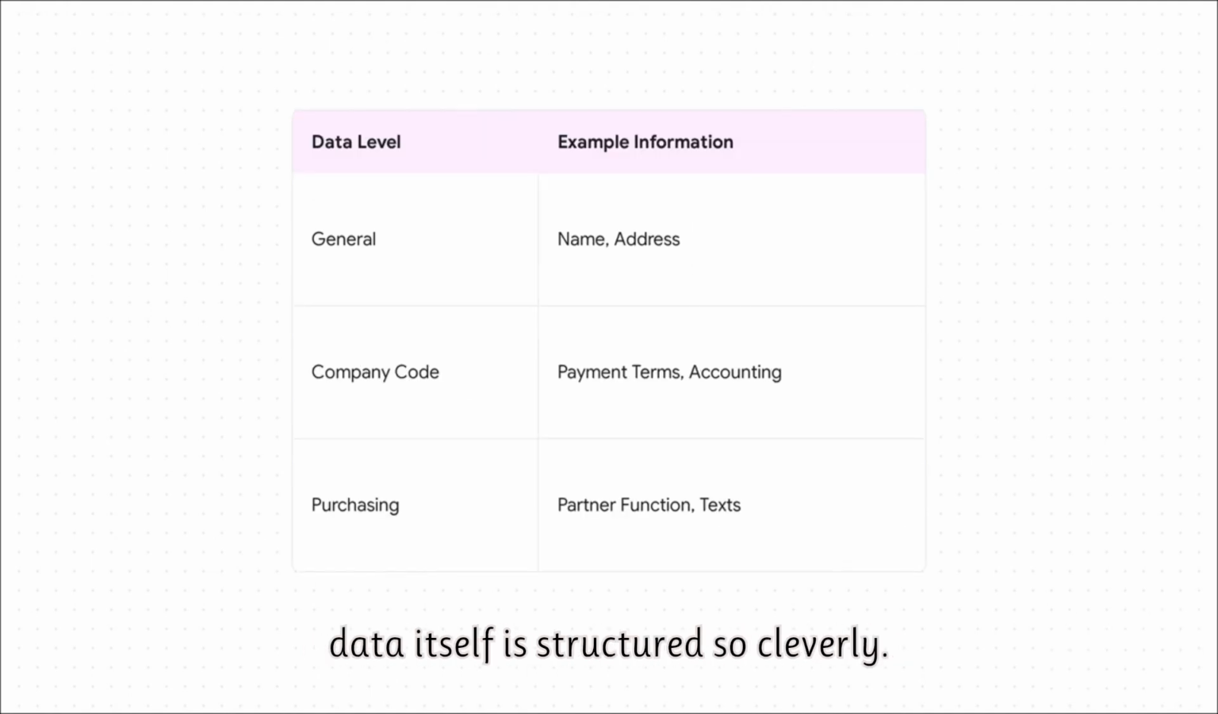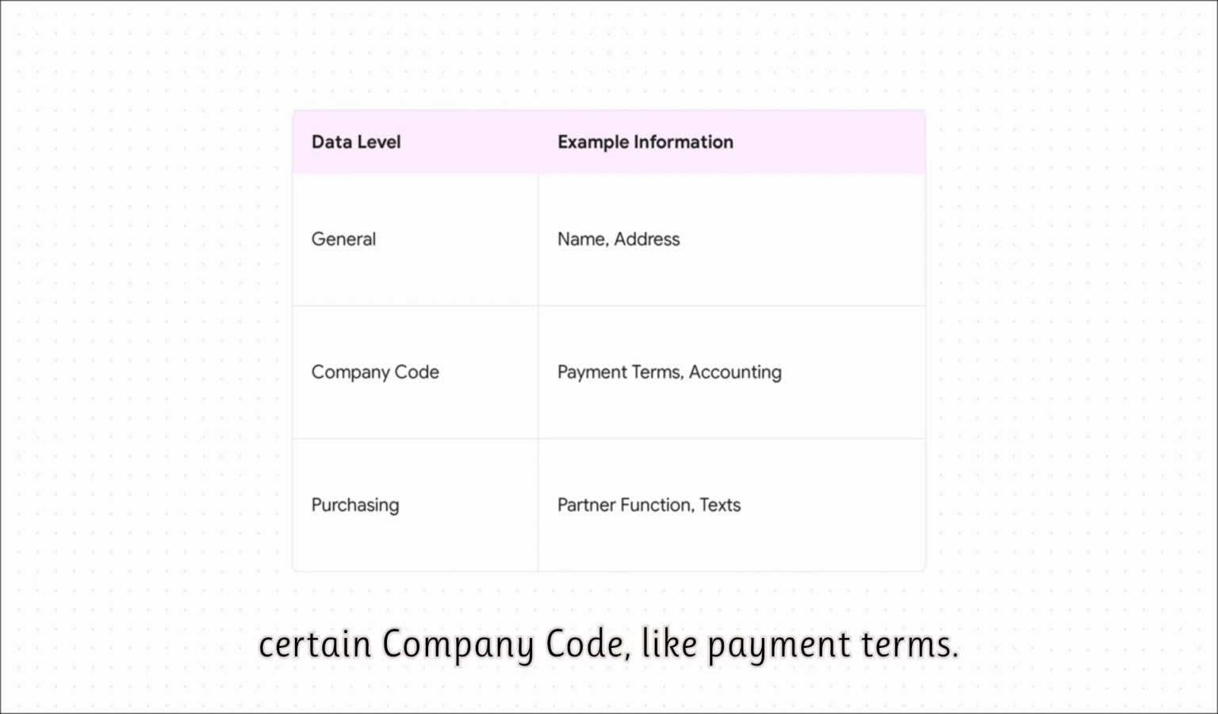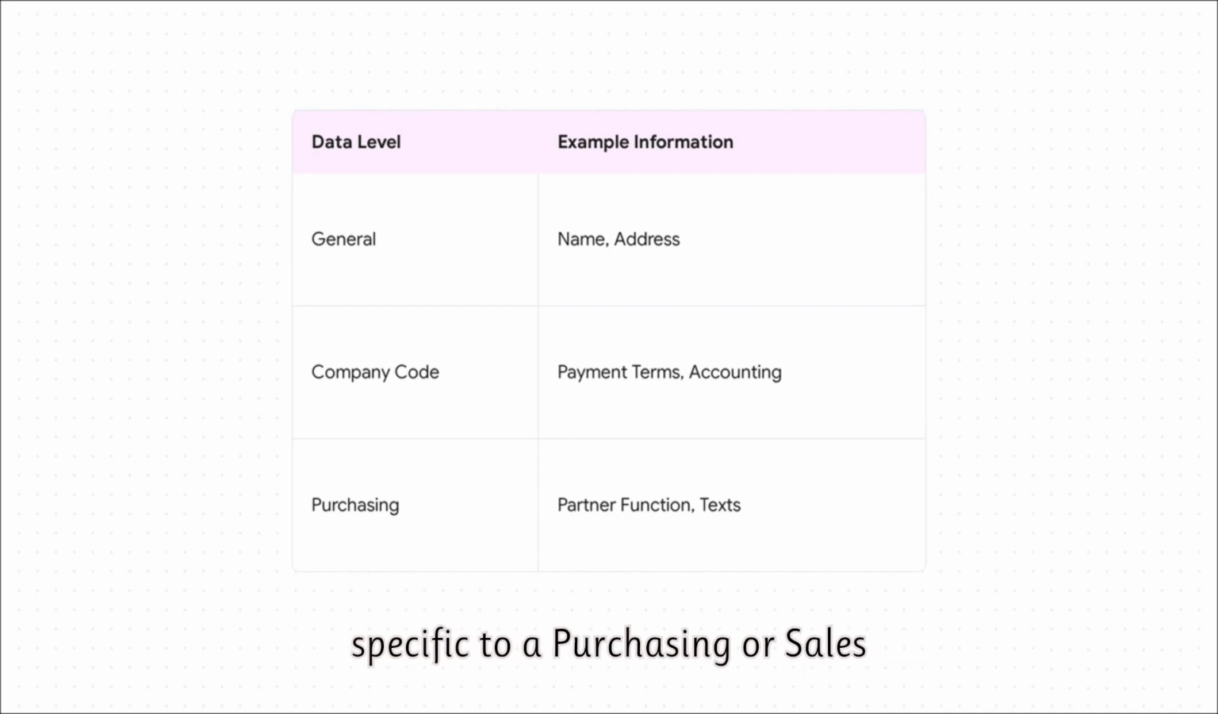And the data itself is structured so cleverly. It's hierarchical. So think of it in layers. At the very top, you have the general data, the name, the main address, stuff that's true for the whole company, and it's stored just once. Then, a level down, you have data that's specific to a certain company code, like payment terms. And at the bottom layer, you've got stuff specific to a purchasing or sales organization. The biggest benefit of all this, you never, ever have to enter the same address or the same contact info twice. It's a huge time saver.